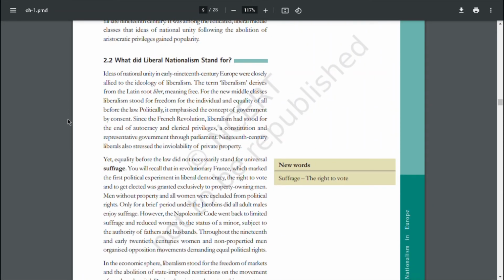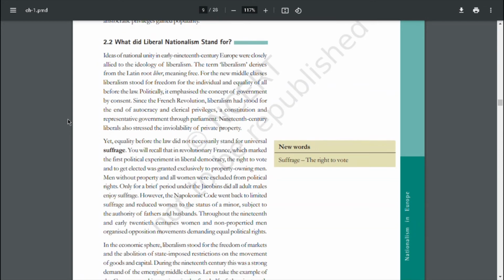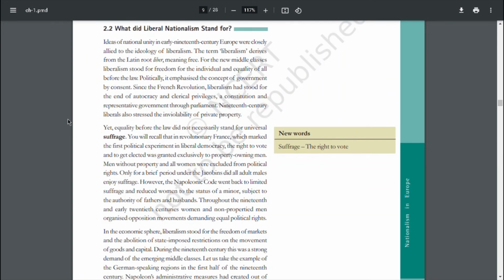2.2. What did liberal nationalism stand for? Ideas of national unity in early 19th century Europe were closely allied to the ideology of liberalism. The term liberalism derives from the Latin root liber, meaning free. For the new middle classes, liberalism stood for freedom for the individual and equality of all before the law. Politically, it emphasized the concept of government by consent.